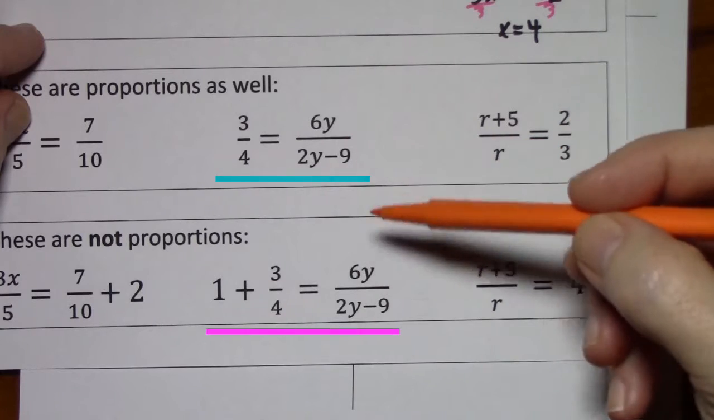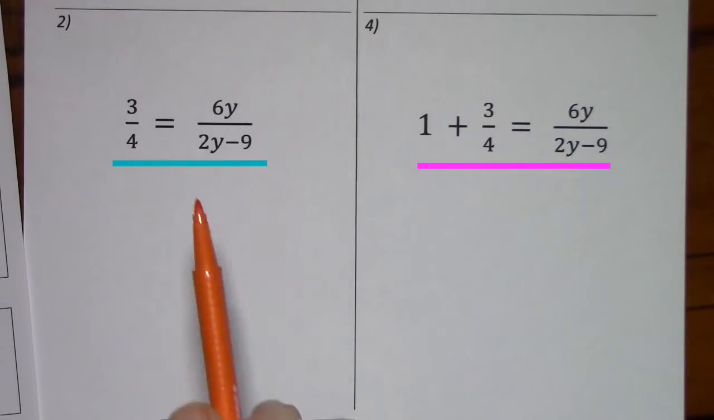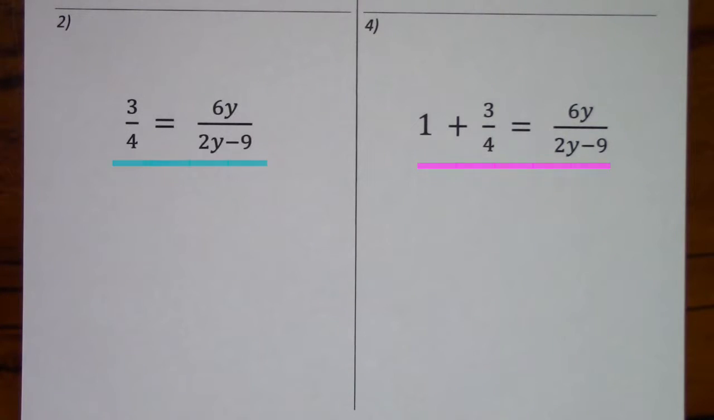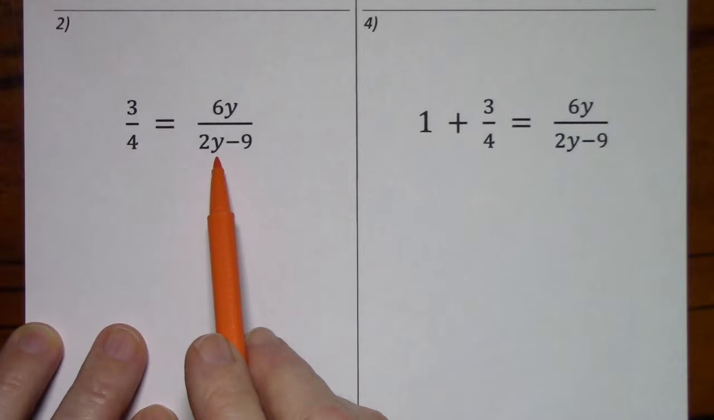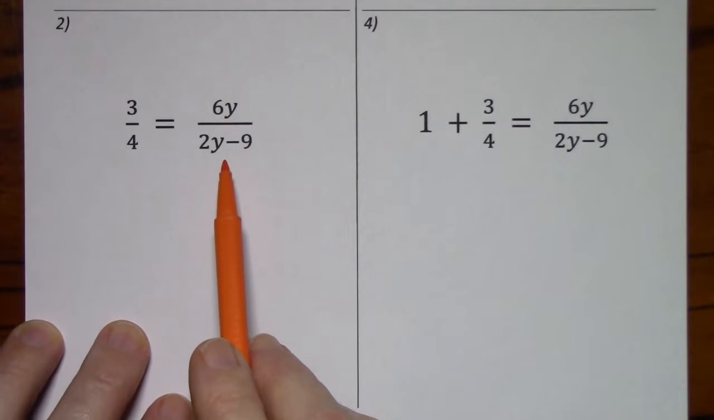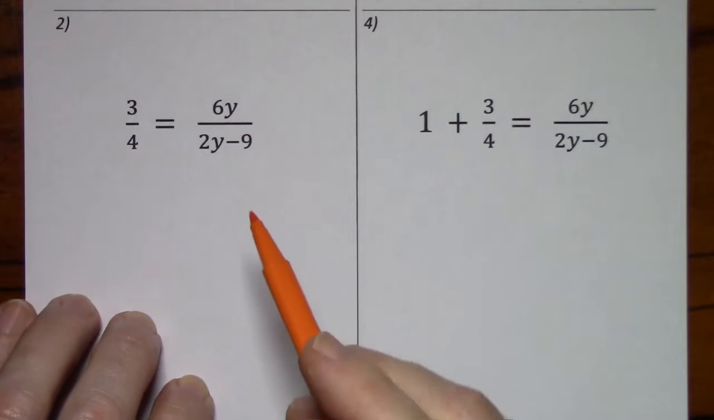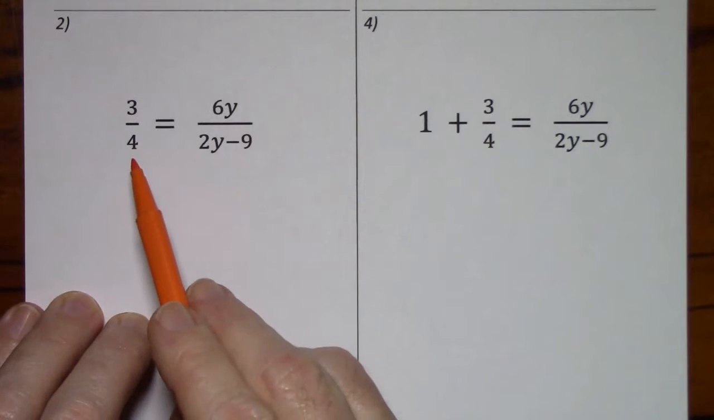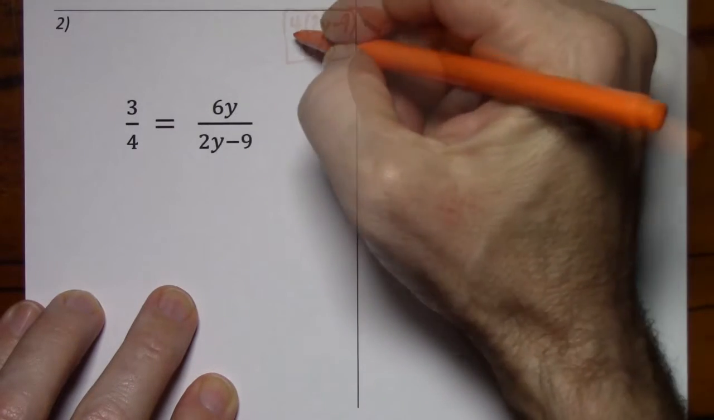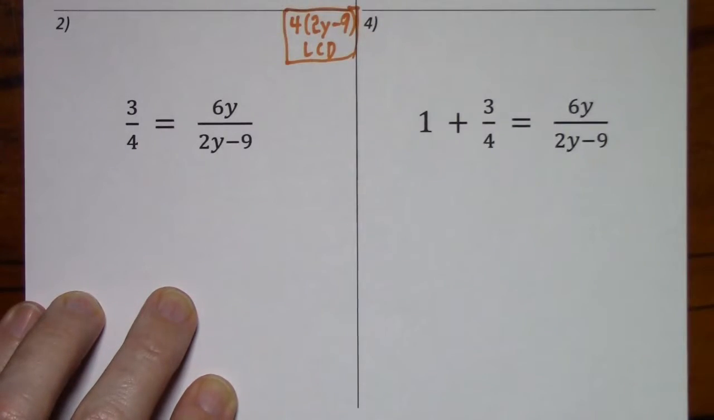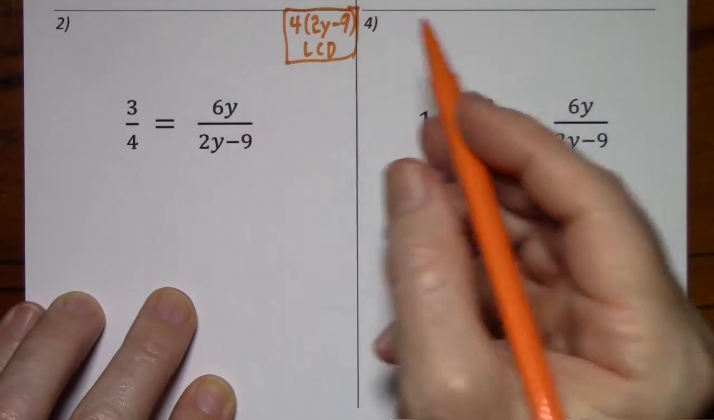Now we're going to take a look at these next two. We have them here and here. So in this case, you've got a variable in the denominator. You want to get rid of this. So we'll clear this equation of fractions. The least common denominator is going to be 4 times the quantity 2y minus 9. So we multiply each term on each side by the LCD.